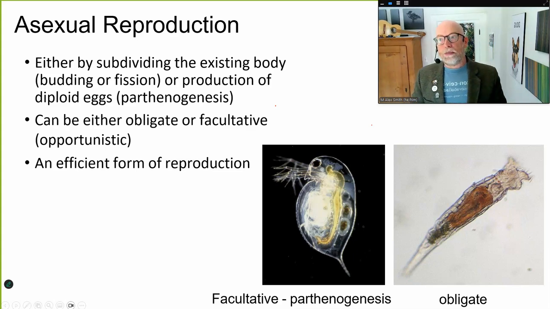So, when we think about asexual reproduction, there are some classic invertebrate examples, right, with facultative parthenogenesis that we see in the Daphnia, and the obligate asexuals like some of the rotifer lineages, and they reproduce either by subdividing an existing body through budding or fission, or the production of diploid eggs, so parthenogenesis. That can be facultative, so opportunistic, responding in a lot of lineages to poor environmental conditions, or good environmental conditions, or obligate. There are examples of both, but it's a very efficient form of reproduction.